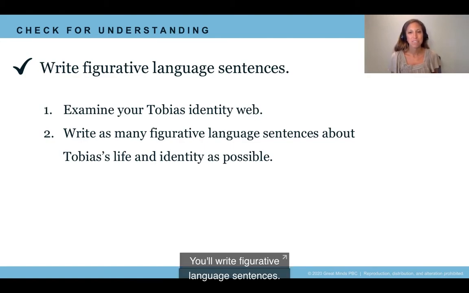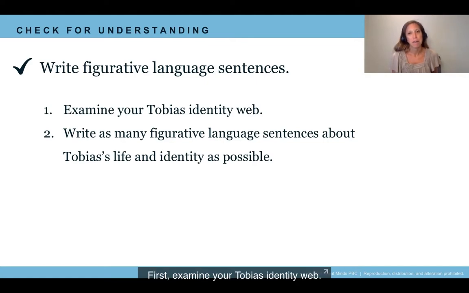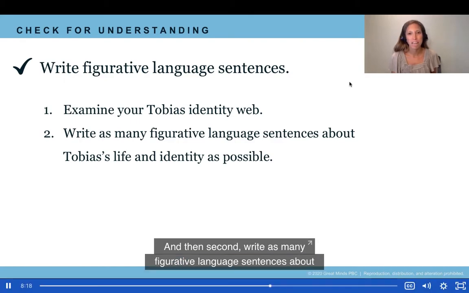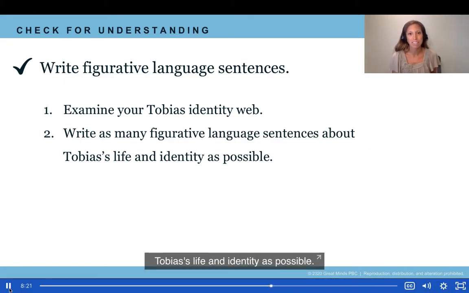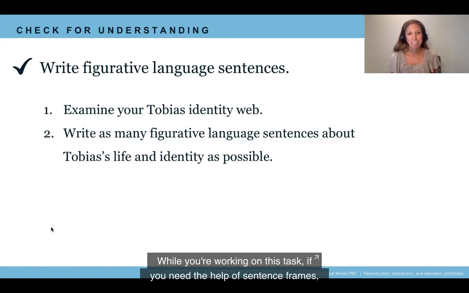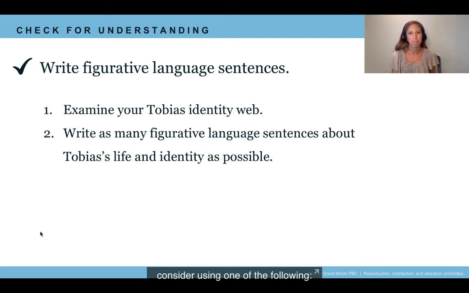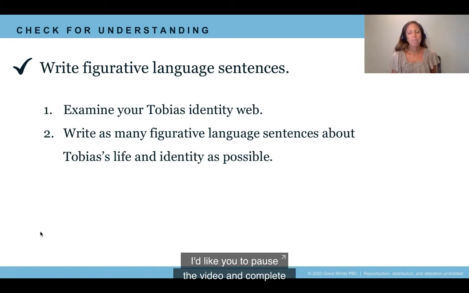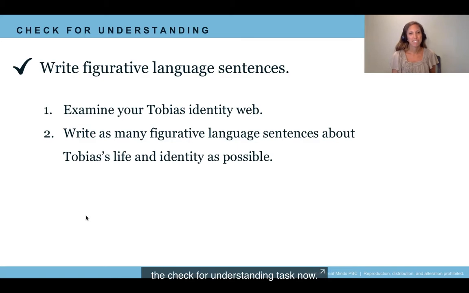You'll write figurative language sentences. First, examine your Tobias identity web. And then second, write as many figurative language sentences about Tobias's life and identity as possible. While you're working on this task, if you need the help of sentence frames, consider using one of the following. Tobias is as blank as a blank. Or, Tobias is blank like blank. I'd like you to pause the video and complete the check for understanding task now.